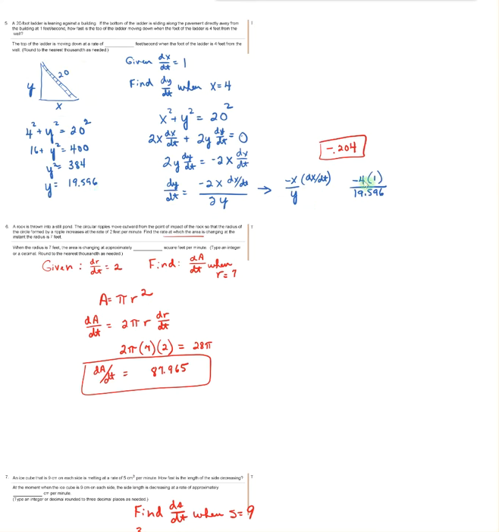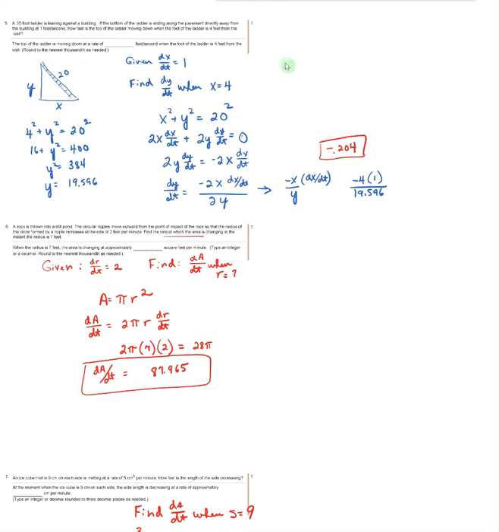So over here, I'm going to plug in what I know. I've got negative 4, because negative's part of the formula. Plug in x is 4. dx/dt is 1. We were given that. We solved for y. Now, if you do this calculation on your calculator, you get negative 0.204.